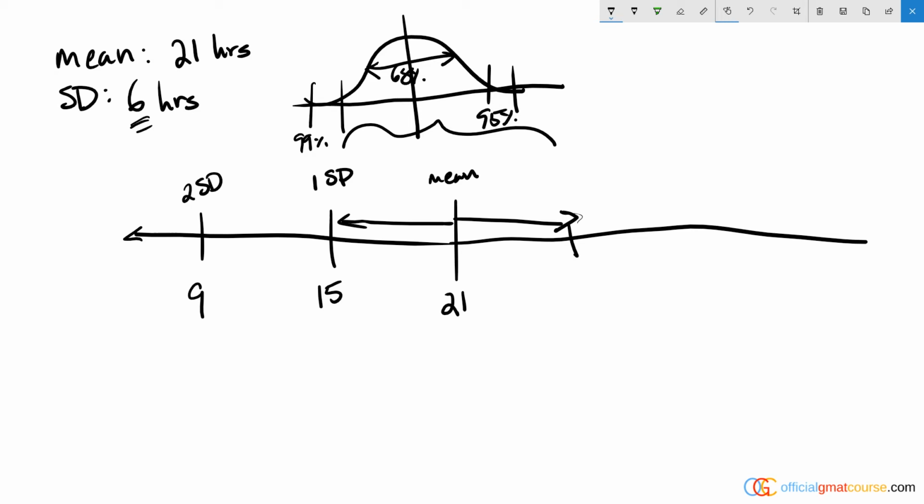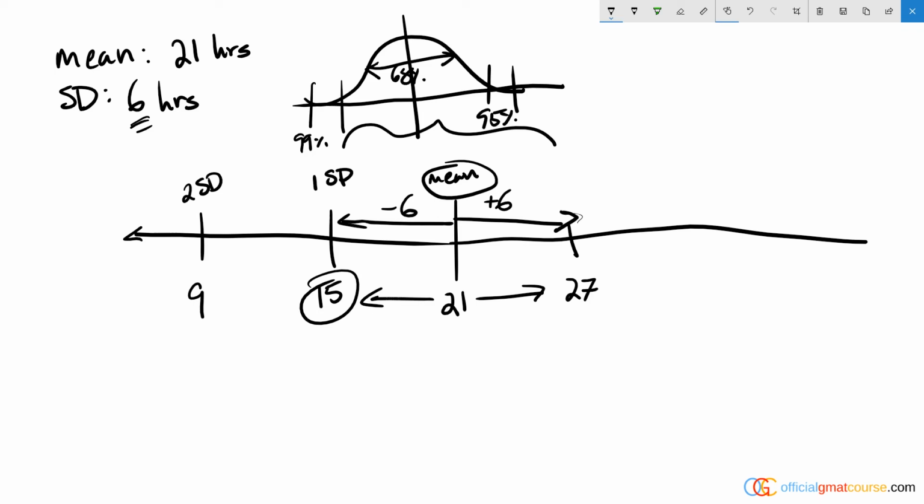But a standard deviation is simply the addition of the standard deviation or subtraction of the standard deviation from the original mean value. So one standard deviation in either direction would give us points of 15, which is one standard deviation below, and 27, which is one standard deviation above. Now, when we say one standard deviation, we mean calculate it in both directions separately using that same number.